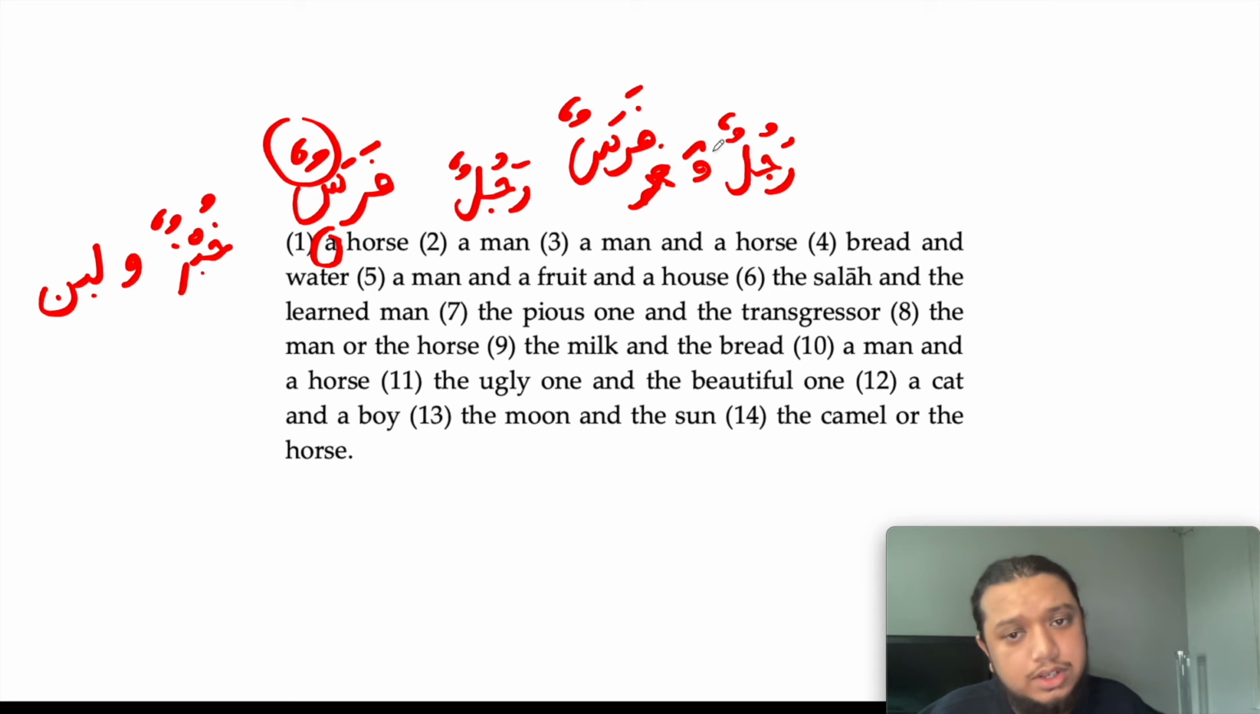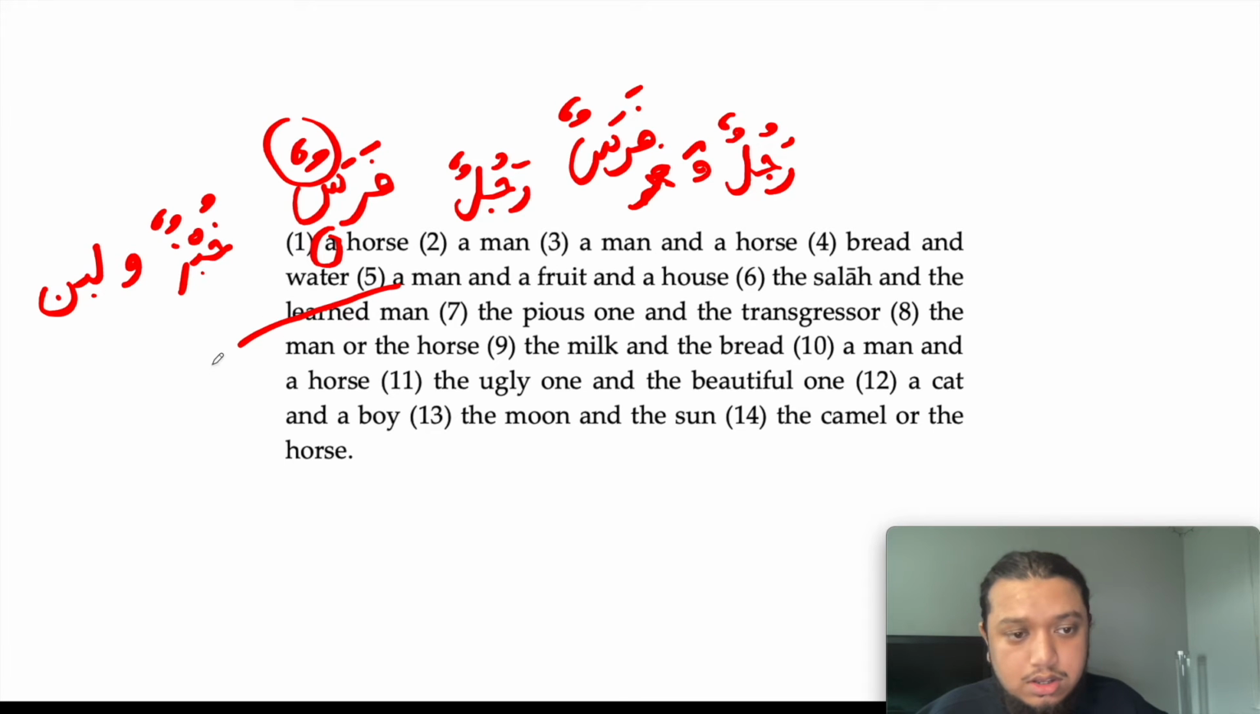of course, it is a good idea to put the markings on. But the only way to get used to reading without the harakat, without the markings, is to read and write without the markings. So because you've already translated these yourself, and because I'm reading them to you with the markings, I will not write the markings. A man and a fruit and a house.